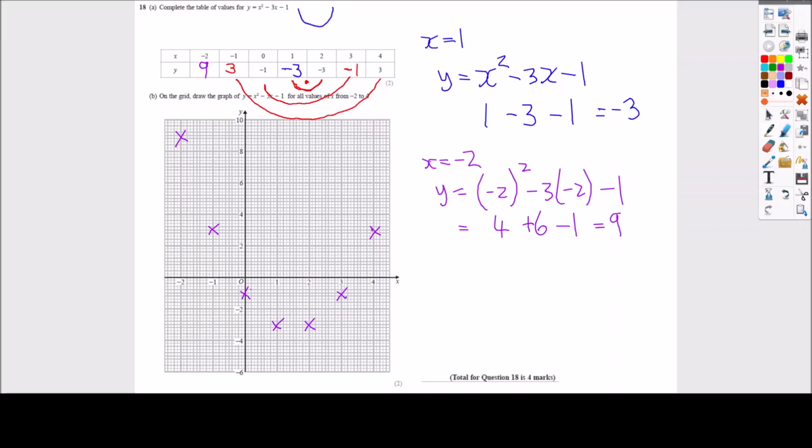Now, as you draw the curve in, just do a nice gentle curve. Don't give it a flat bottom. Make sure it just curves round. Right, and we get a curve looking something like that.